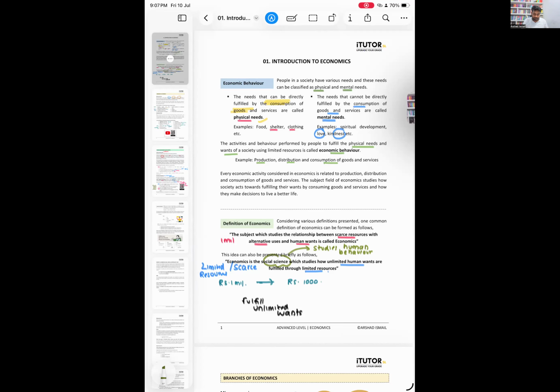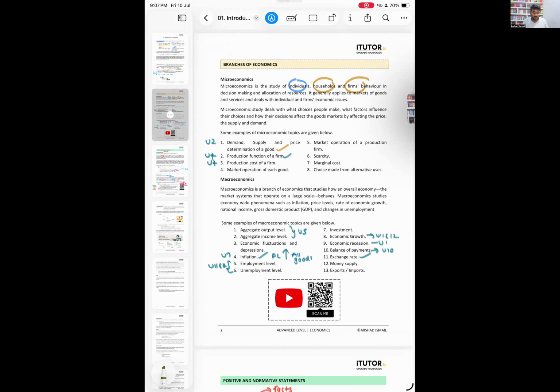Then we went into, Lamai, the 2 branches of economics. What were the 2 branches?